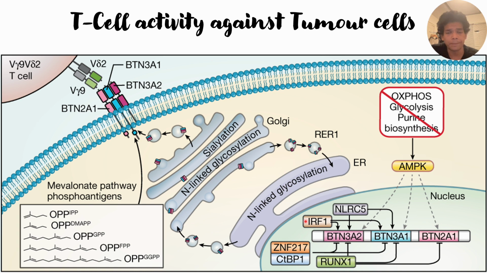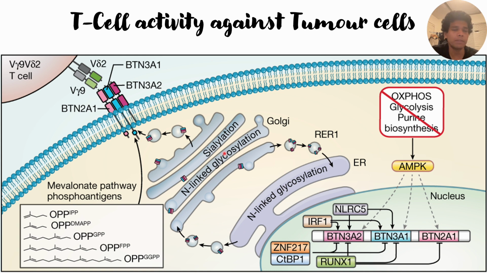Apart from this, IRF1 and NLRC5, pathways that promote the upregulation of these receptors, are also upregulated in the case of tumor cells in this study. So there are several factors that lead to the upregulation of this pathway.